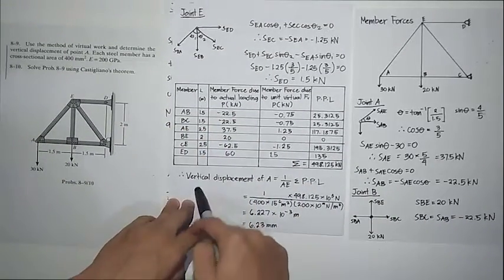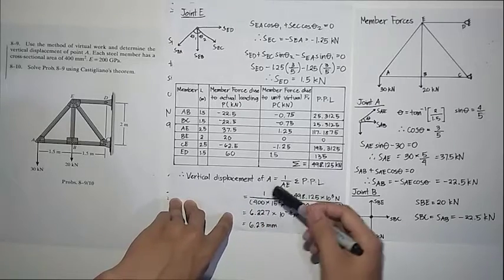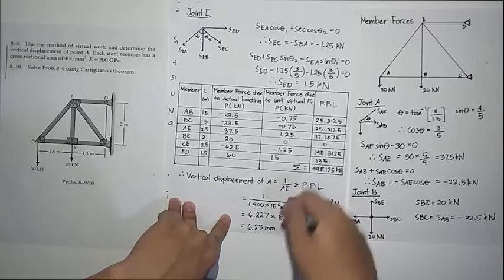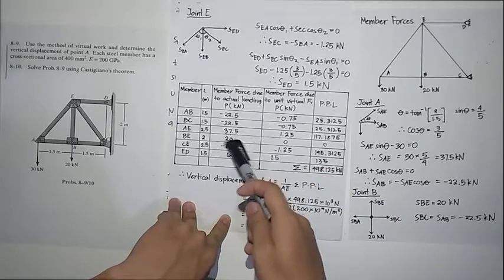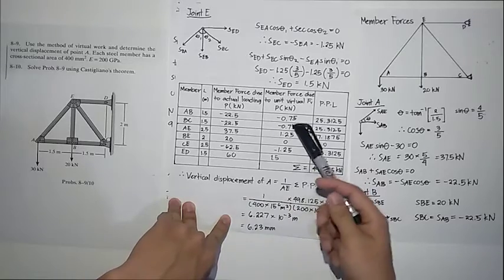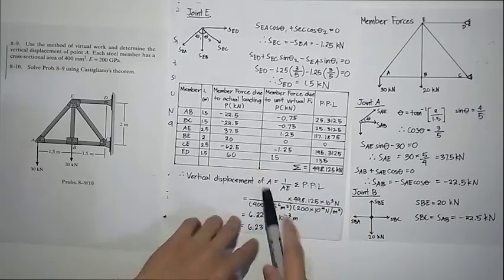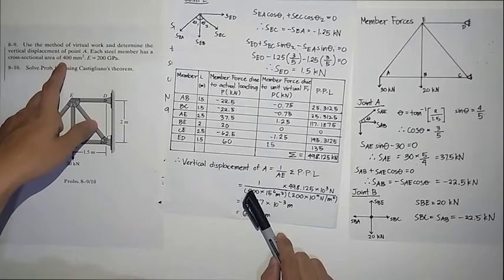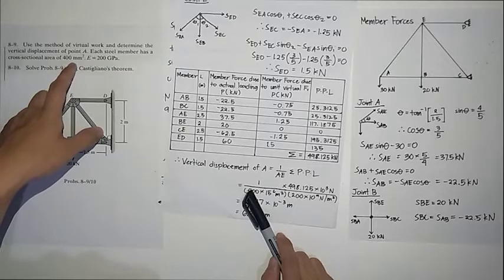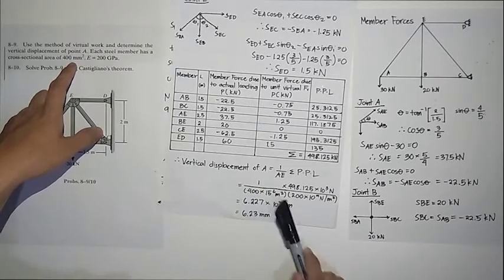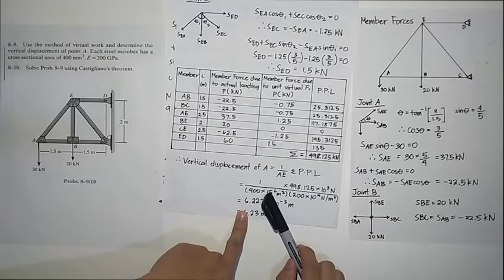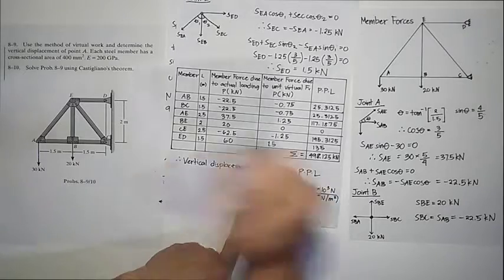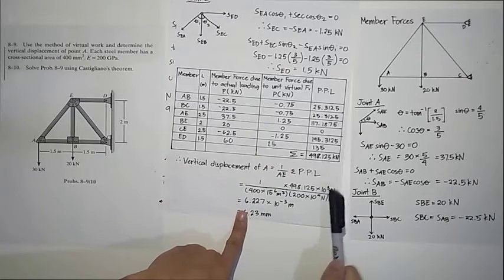So, the vertical displacement of A is equals to 1 over AE times the summation of the member force due to the actual loading, the member force due to the unit virtual, and the length of it. So, ito na po, 1 over AE na ang given po kanina na cross-sectional area ng structure ay 400 squared millimeter times 10 raised to negative 6. So, nagtataka kayo saan po ito galing. Ito lang po ay kinonvert lang po to meters para the same po sila sa answer.